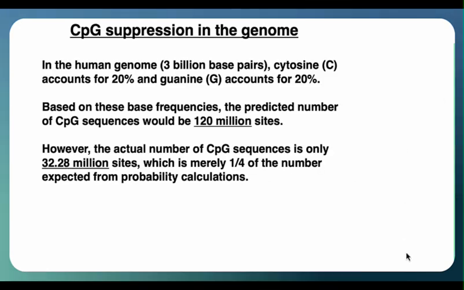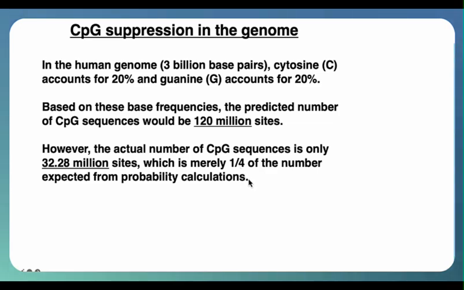It has been observed that the occurrence rate of CpG sequences in the genome is significantly lower than the expected rate, calculated from the proportion of cytosine in the genome. The human genome consists of approximately 3 billion base pairs. Since the occurrence rates of cytosine and guanine are both 20%, the estimated number of CpG sequences in the genome is 120 million. However, the actual number of CpG sequences is only 32.28 million, which is merely 1/4 of the expected number, based on probability calculations.